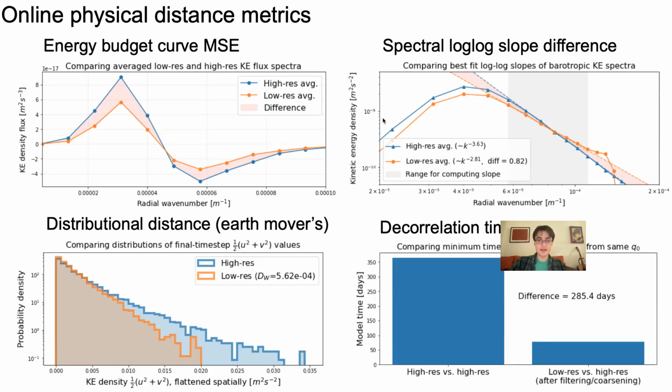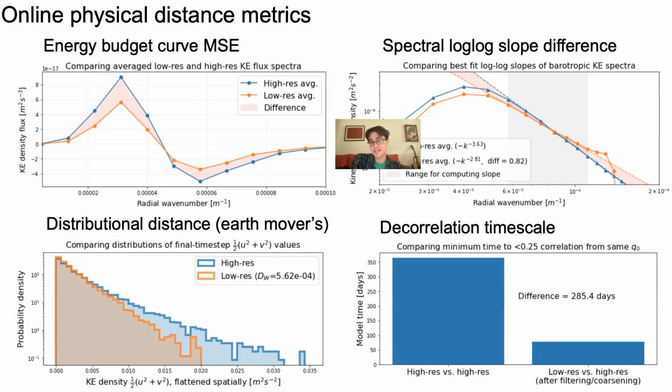And finally, a slightly different metric is we look at the time it takes for 2 simulations to diverge from the same initial conditions. If we're operating with 2 high-res models from the same initial conditions with a small perturbation, it takes them about a year to reach below a threshold correlation, in this case 0.25. But if we look at a low-res versus a high-res model, obviously we have to compare the correlation after filtering and coarsening, but they only stay in sync for about 2 months or a little less. So that's a significant difference. We would hope that a parameterization keeps the state in sync at least a little bit longer. Obviously chaos is still a thing. Anyway, so those are our distance metrics.